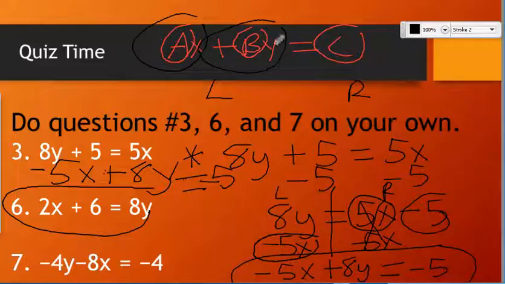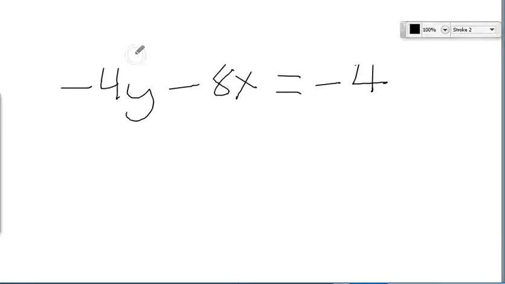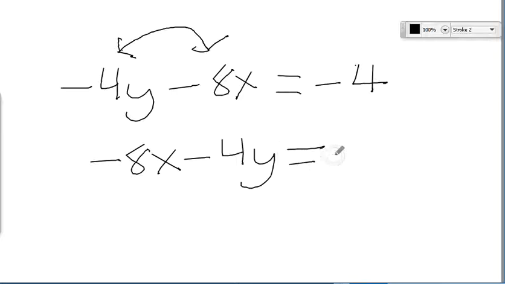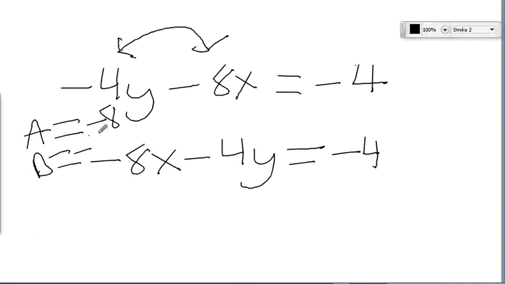Let's go ahead and look at the last one. Most of you actually got the last one correct, number 7. Negative 4y minus 8x equals negative 4. Most of you knew that the terms were on the correct side, but we just needed to switch these two around and rewrite it as negative 8x minus 4y equals negative 4. So the a in this case is negative 8. The b is negative 4. And the c is also negative 4.